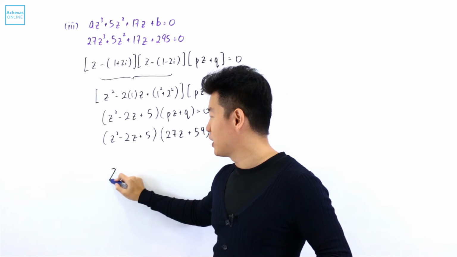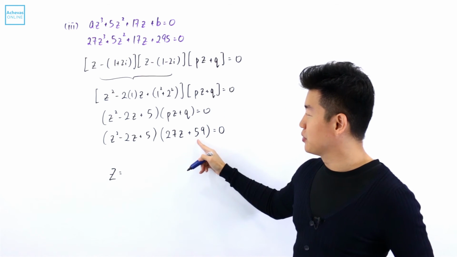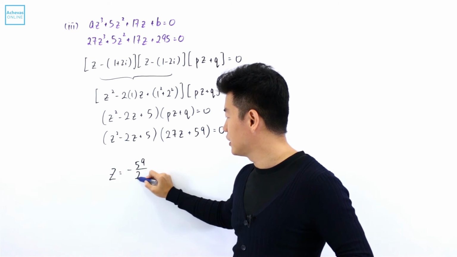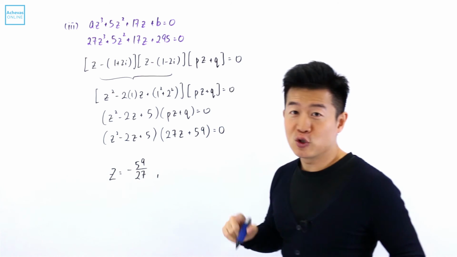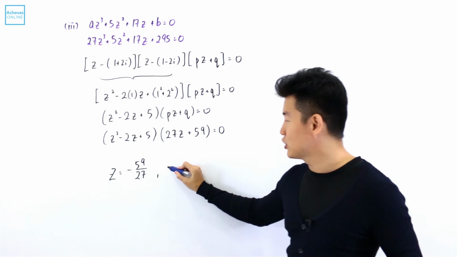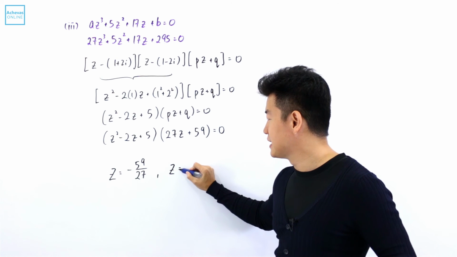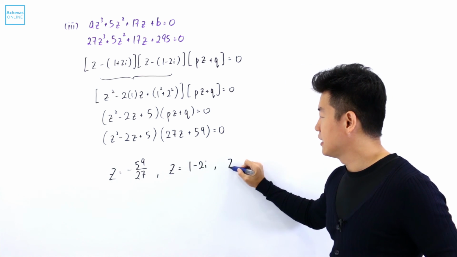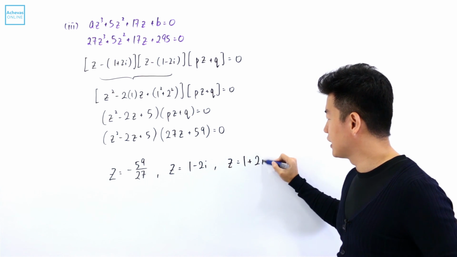That is why I know what the roots are. One of the roots is definitely going to be from here, which is going to be minus 59 over 27. And I have two more roots which we have discussed just now. It is w and w conjugate. So the final two roots will be z is equal to 1 minus 2i and z is equal to 1 plus 2i.